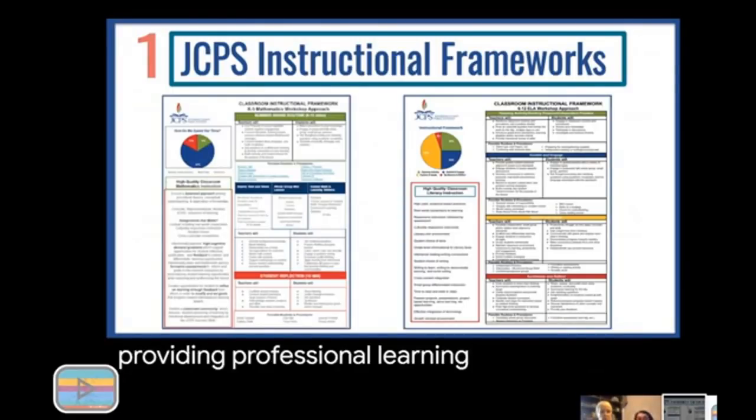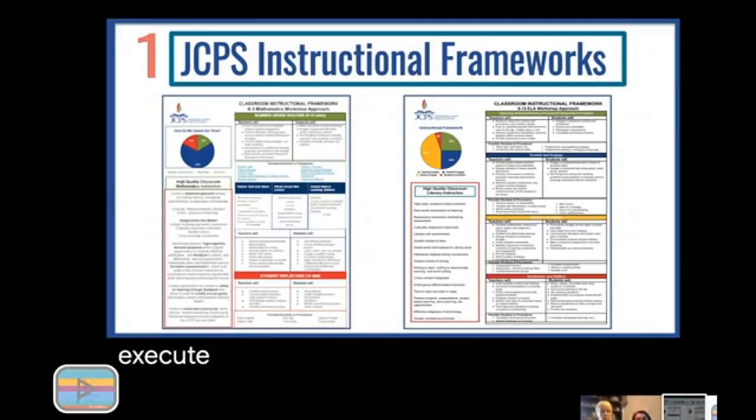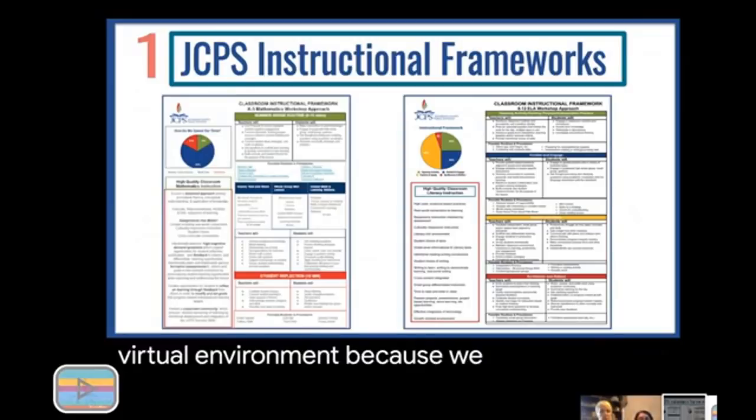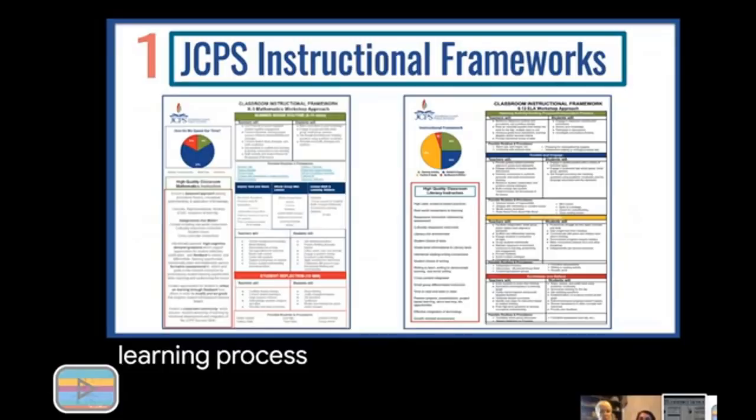In the coming weeks, especially next week, we are going to be providing professional learning on how to really execute the elements of the workshop in a virtual environment, because we know that structure is so important to the teaching and learning process. So be sure you tune in on Monday, where Joe McKim, Maddie Shepard, and Suzanne will be laying out the foundation for the workshop model in the virtual environment.